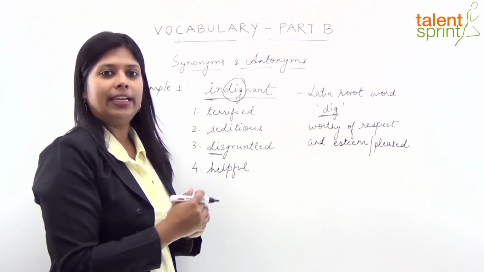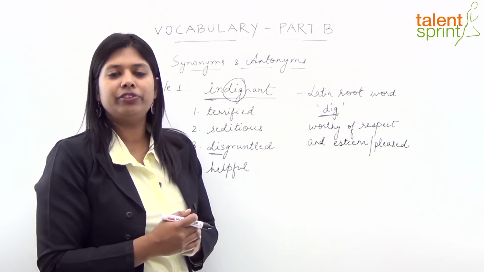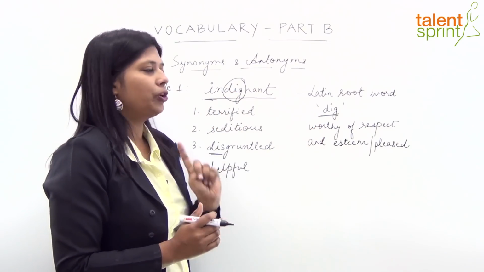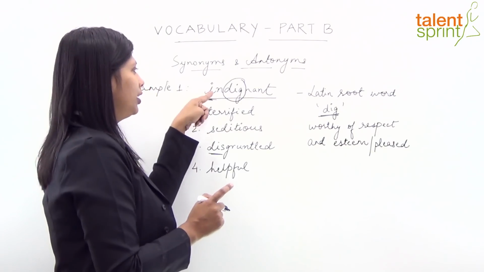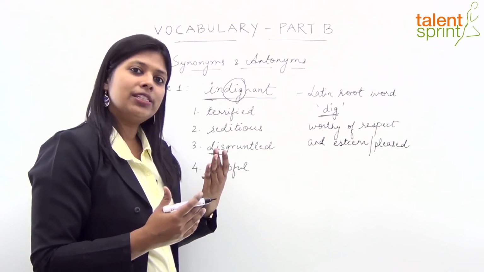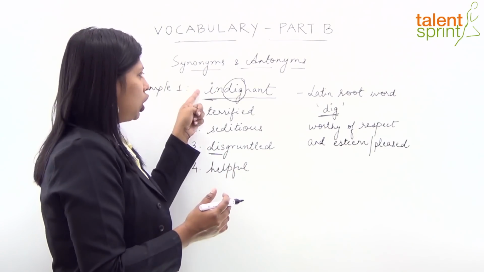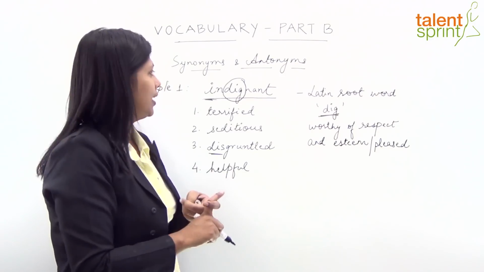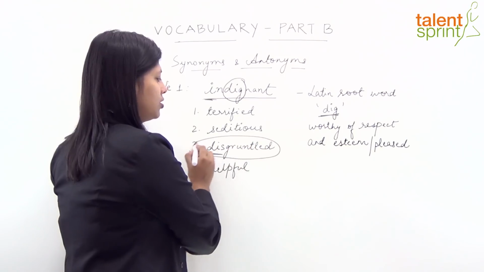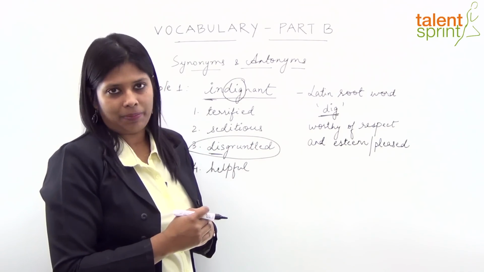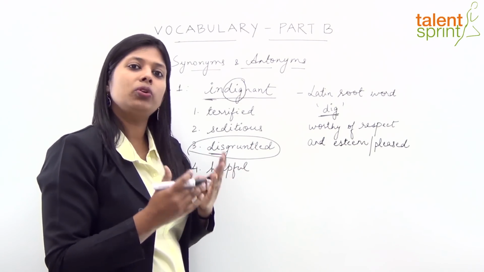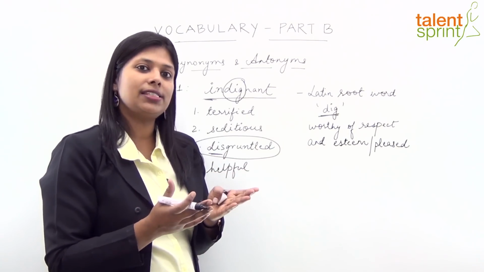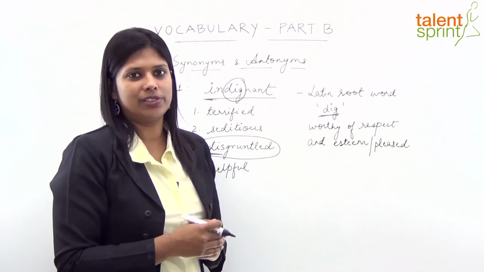Again, that's the key. And then helpful. Helpful definitely is a very positive word. So here, the dig conveys positivity. However, the presence of the prefix in gives it a negative meaning. So the closest out of the 4 in meaning to the word asked, that is indignant, is disgruntled, which is being unhappy, right? So that's how, using the root word, we can arrive at the meaning. So now let's understand this with some more examples.